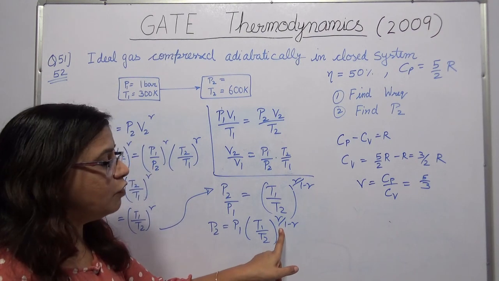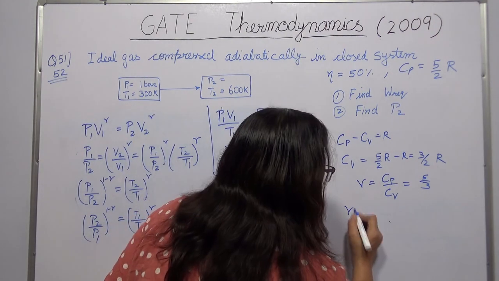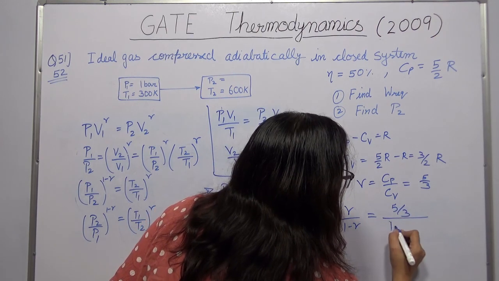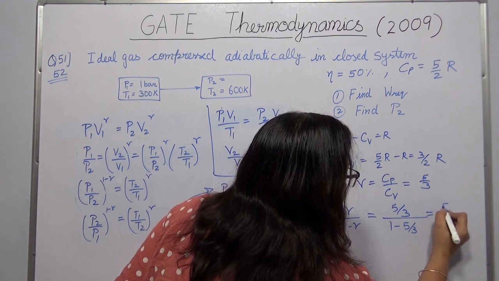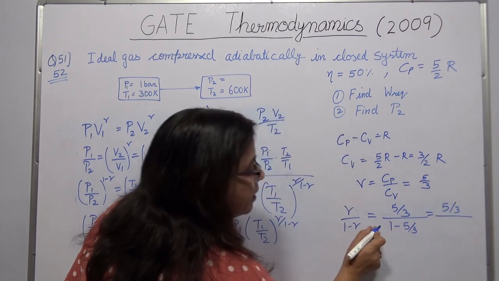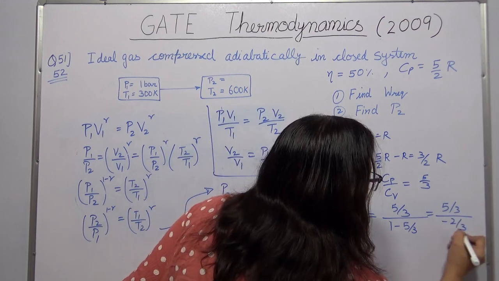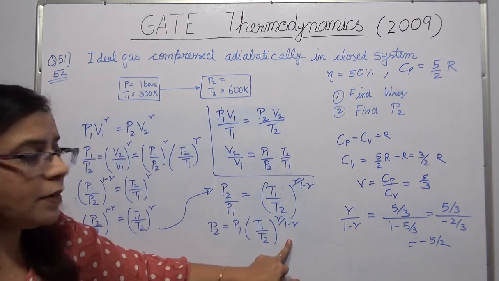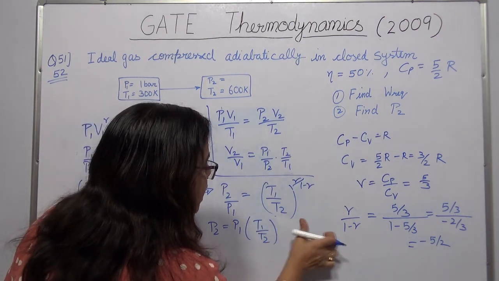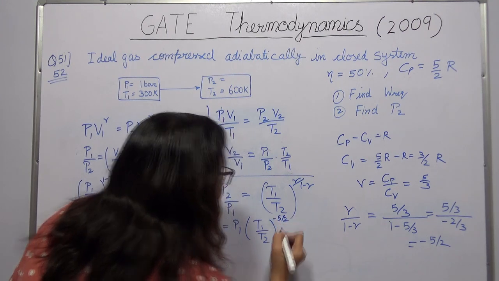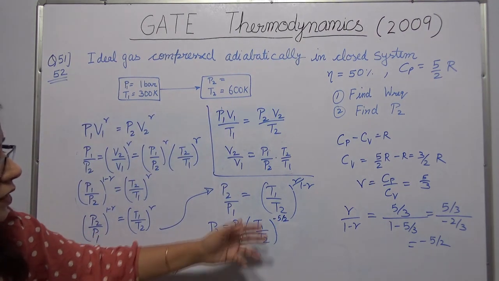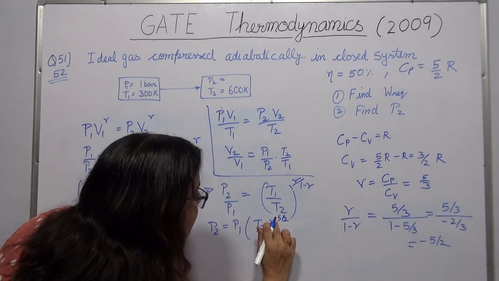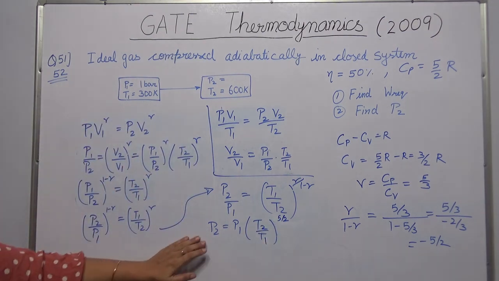Now let's find out what will be gamma upon 1 minus gamma. So gamma is 5 by 3 divided by 1 minus 5 by 3. So it will be 5 by 3 divided by, 3 minus 5, so minus 2 by 3, or I have this as minus 5 by 2. Okay, so gamma upon 1 minus gamma is minus 5 by 2. I can write over here minus 5 by 2, or if I invert this, I can write T2 by T1, and then I can take this as positive. Just mathematical manipulation, nothing else we are doing.